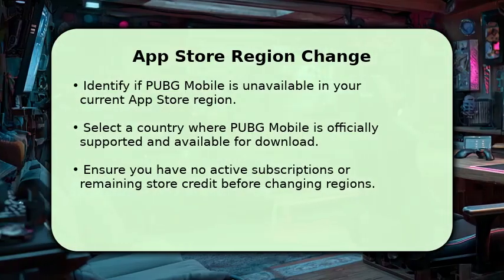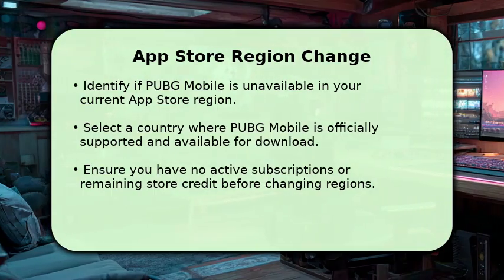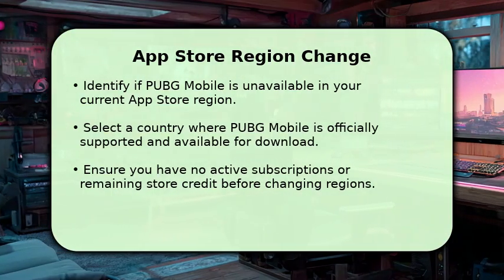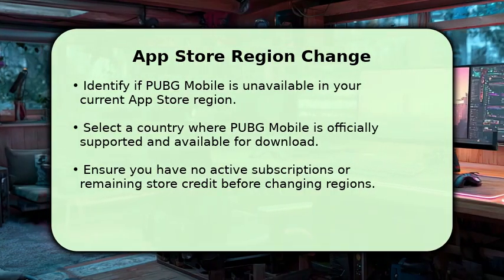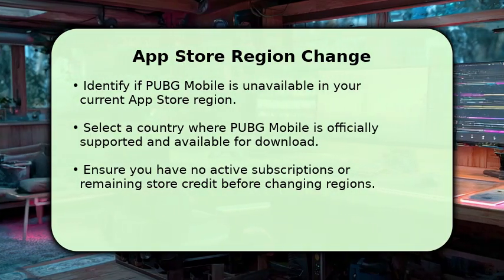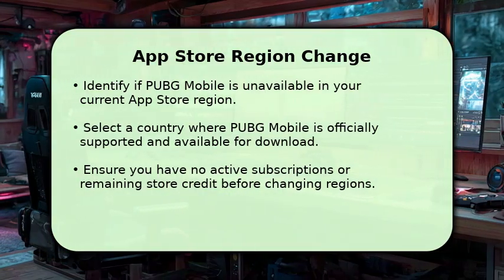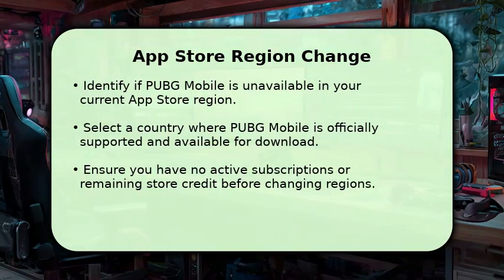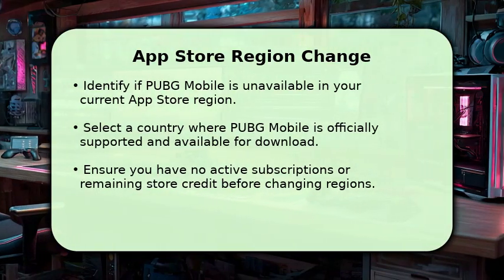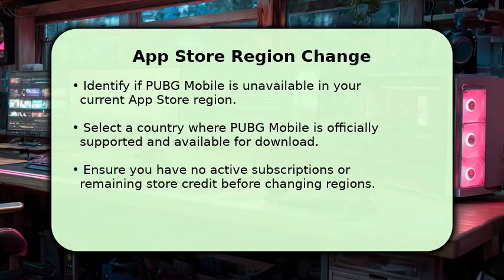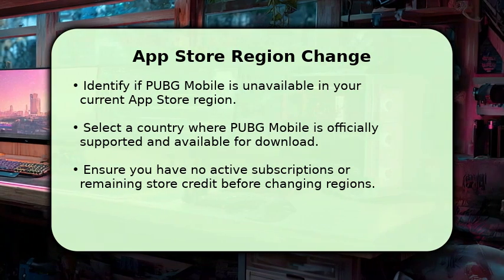Many regions restrict PUBG Mobile, making it unavailable in your local app store. To circumvent this, you will need to temporarily change your iPhone's App Store region. Choose a country where the game is readily accessible, such as the United States or Canada. Before proceeding, ensure you have spent any remaining Apple ID balance and canceled all active subscriptions, as these can prevent a successful region change. This step is crucial for accessing the game without a VPN.